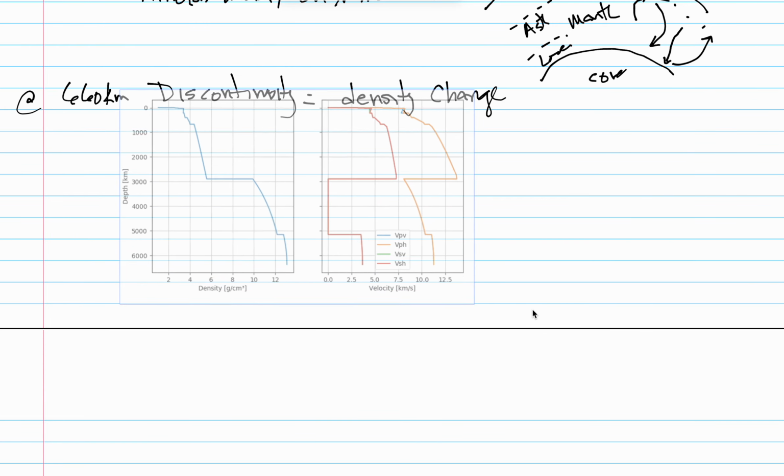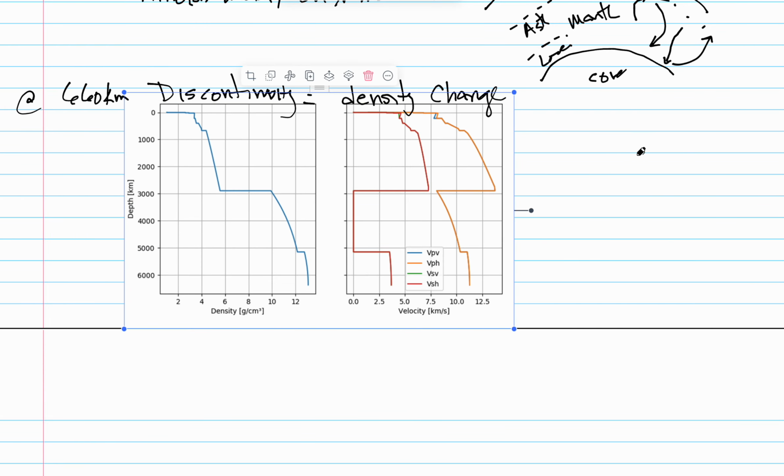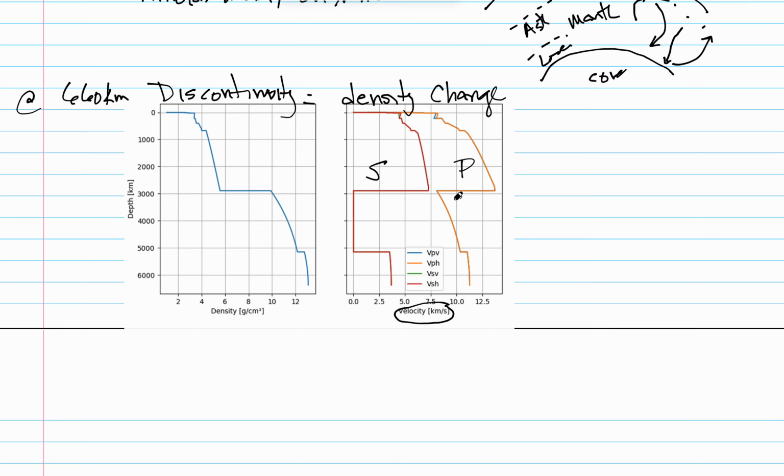So let me show you a graph of how earthquake waves change through the interior of the Earth. Here is velocity, and we have S waves and P waves. You might not have learned about that yet, but each of these are earthquake waves. And what we see is, here we are going down through the Earth, and at 660, notice there's a density change. There's a step function. At 660 right here in the P waves and in the S waves, there is a jump in the velocity and in the density of the material.